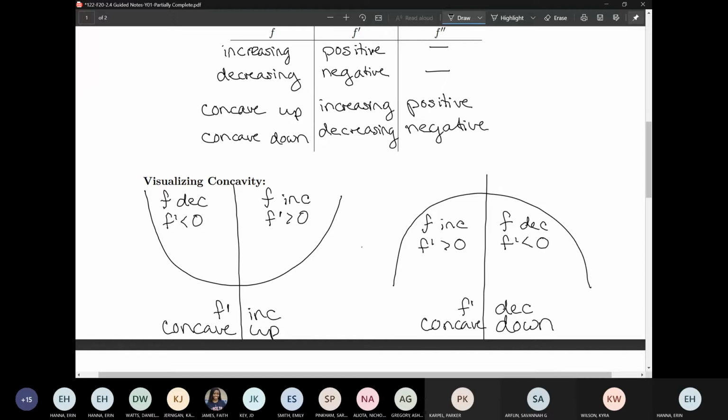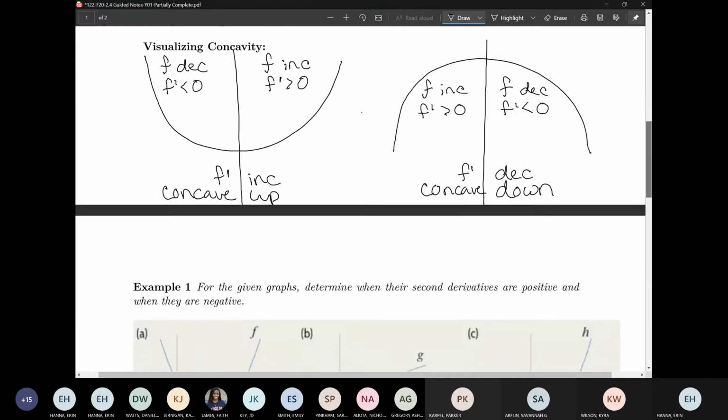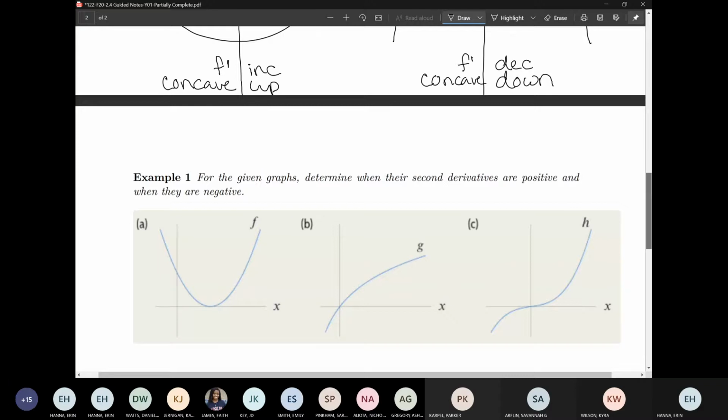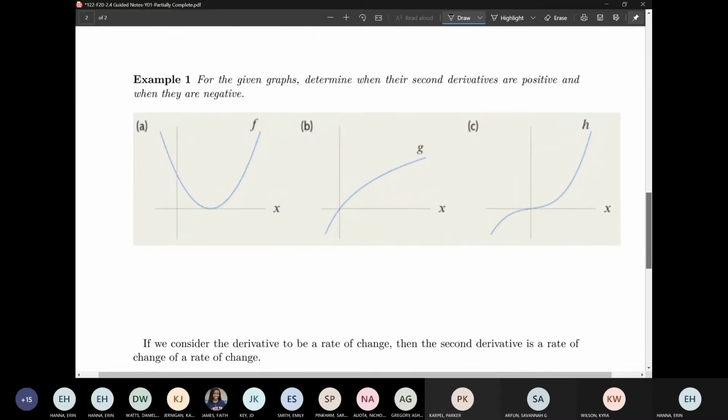Right. Scrolling. I don't know why this just scrolls like an idiot.